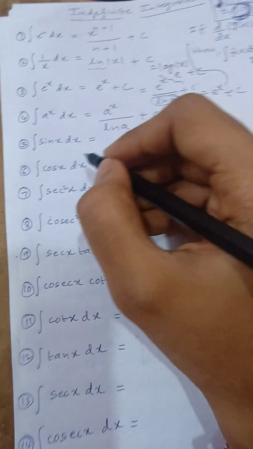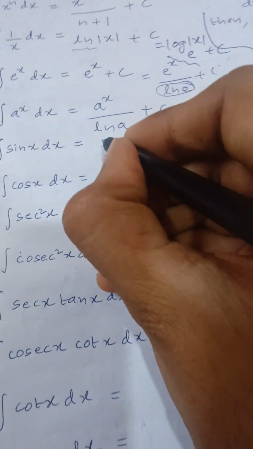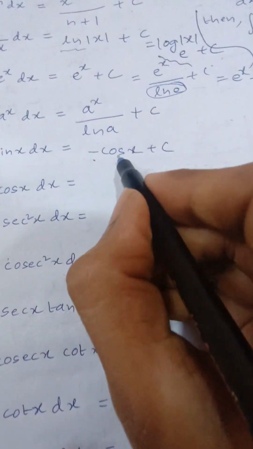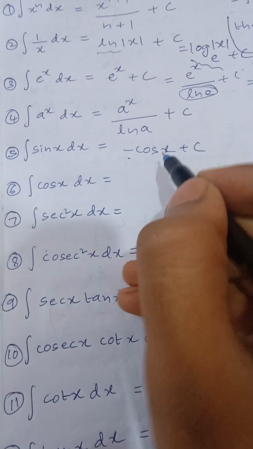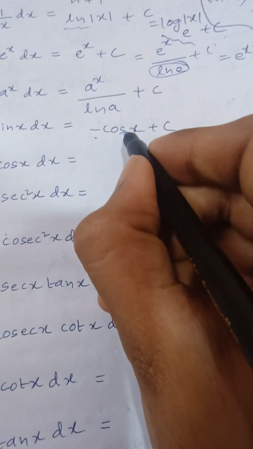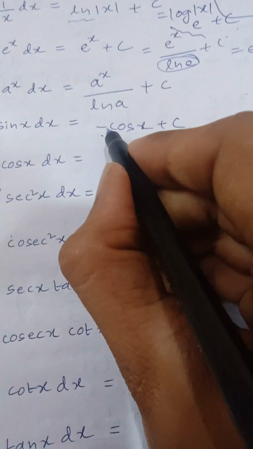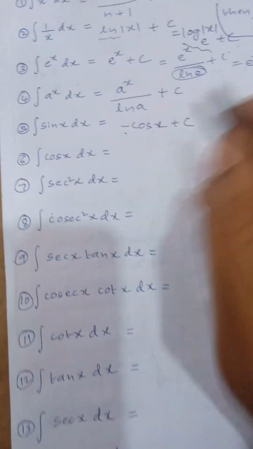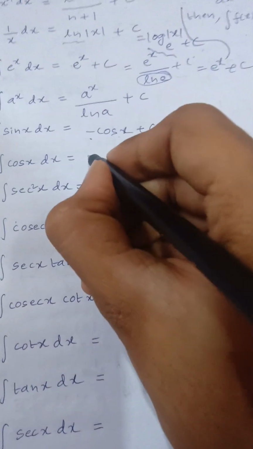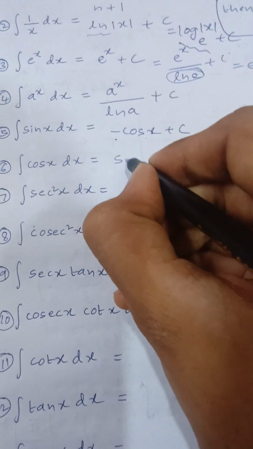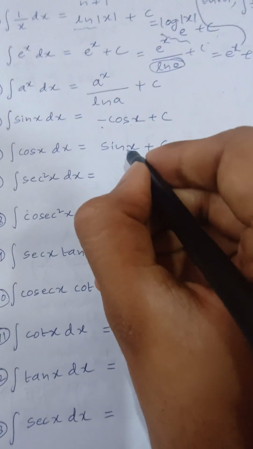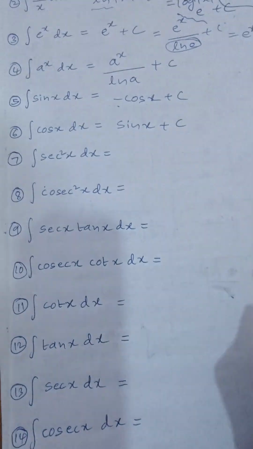Integration of sin x dx is minus cos x plus c, because we can check in reverse manner: the differentiation of cos x is minus sin x, and as there is a minus, we get plus sin x. So plus sin x is present in the integral. This is right; we can verify like that. Integration of cos x dx is sin x plus c. We can verify in reverse manner also: differentiation of sin x is cos x.